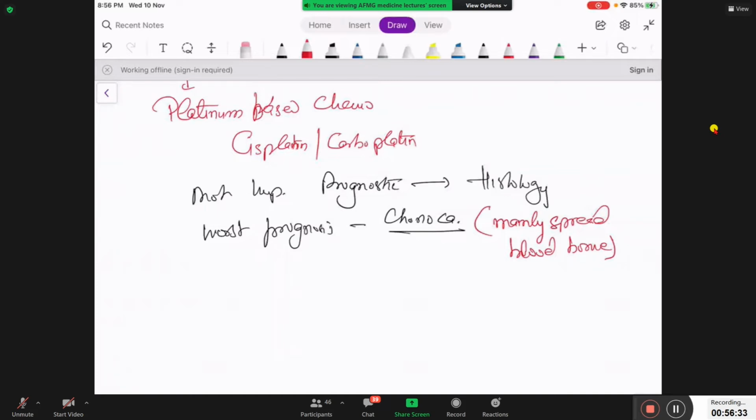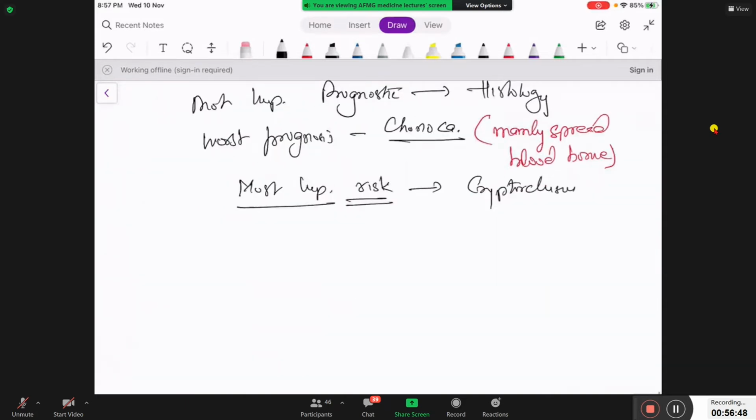Before I proceed to that, the most important risk factor for testicular malignancy is cryptorchism. Now let's talk about the clinical approach. Most important risk factor is cryptorchism. What is the most common malignancy developing in a cryptorchid testis? Seminoma.